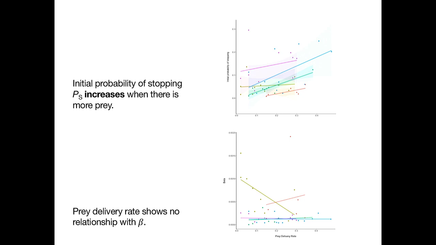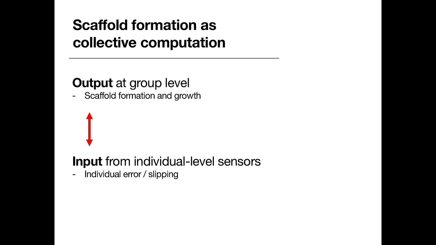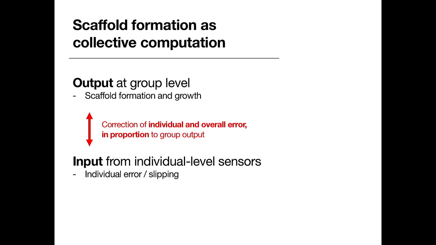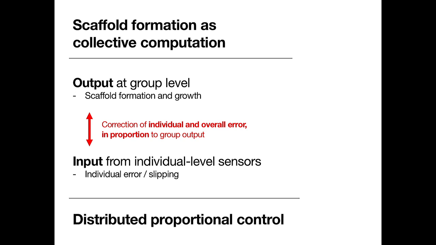So then I'm also trying to see if there's any relationship between this prey delivery rate and these parameters. Definitely doesn't look like anything going on with this beta, but maybe the probability of stopping is also related to the prey coming through. So yeah, I think this, again, is a really nice example of a very tractable collective computation, where now we know the mapping, we know that it's this individual error correction that is driving this group level output. And I'm calling this a form of distributed proportional control, because there's no one overseer that's controlling all this.